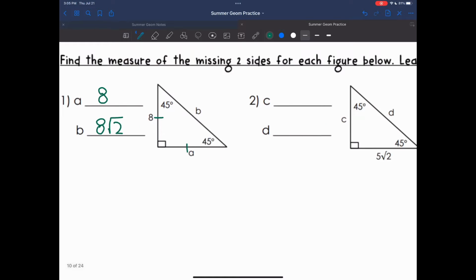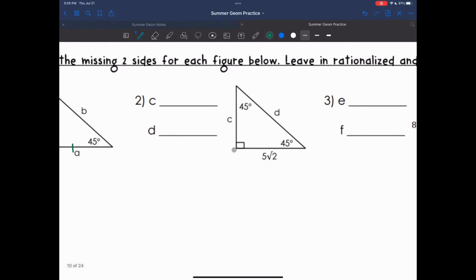That's it. Okay, number 2, if we have our leg given to us, then we also know the other leg. It's going to be the same thing. So C is just 5 square root 2. And then to find the hypotenuse, we take our 5 square root 2 and we multiply it by the square root of 2. Now this one does involve doing a little actual math because you can actually multiply those together. So let's do that.